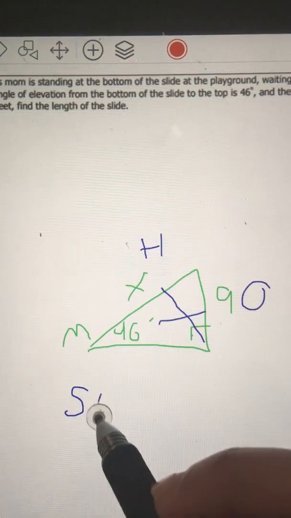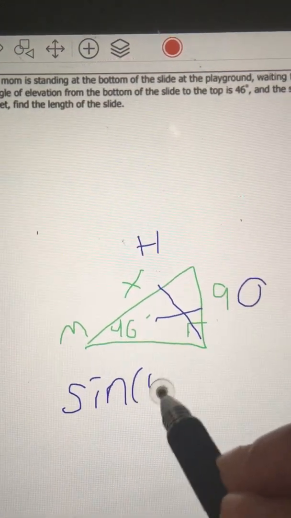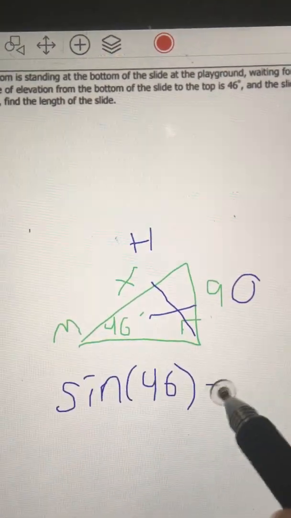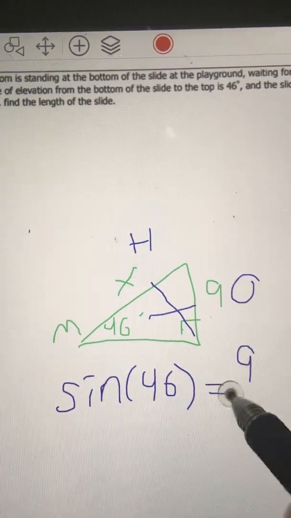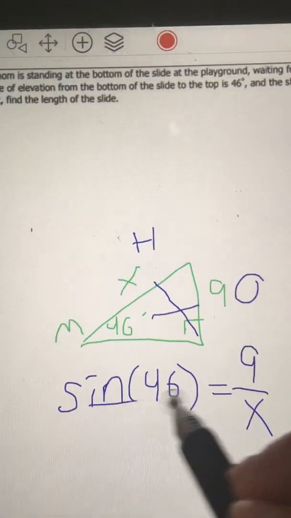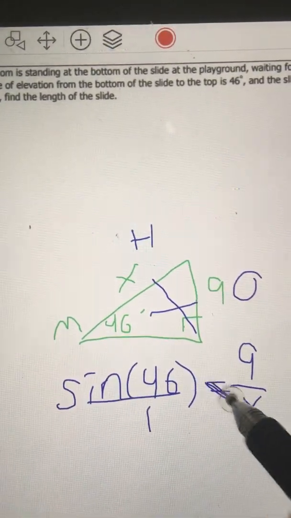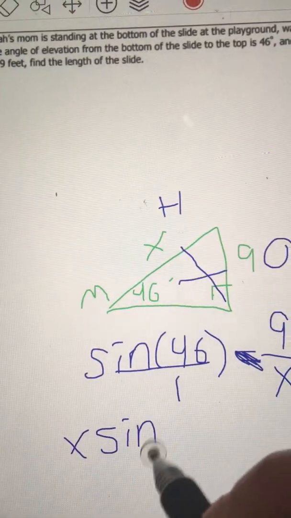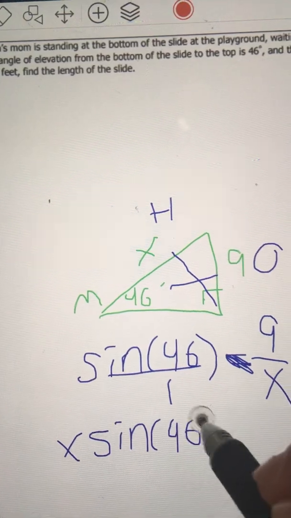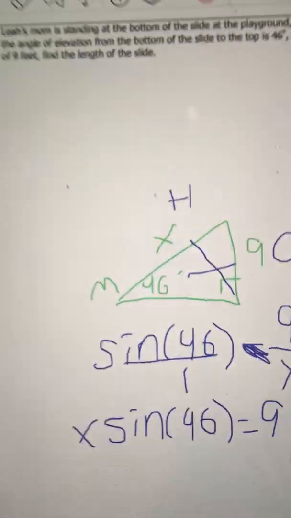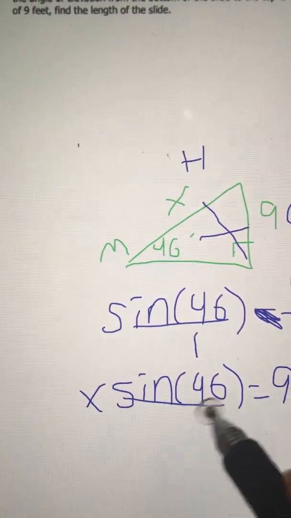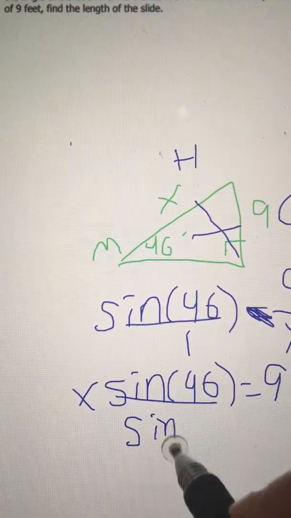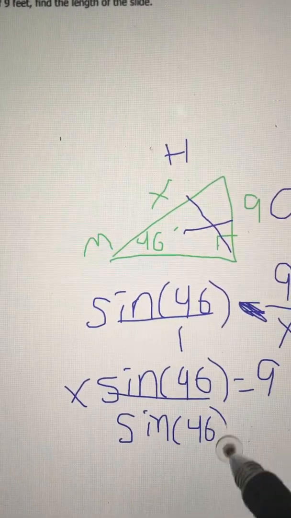So we're going to use sine of 46 equals opposite over hypotenuse, 9 over x. Put this over 1 and cross multiply. So now we have x times sine 46 equals 9. And to get x alone, we're going to have to divide by sine of 46.